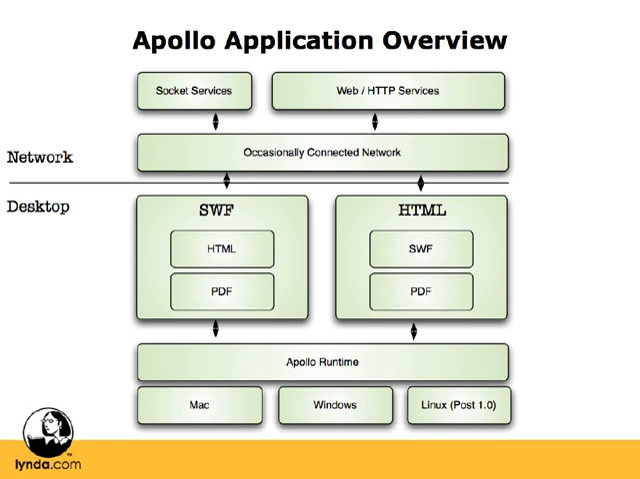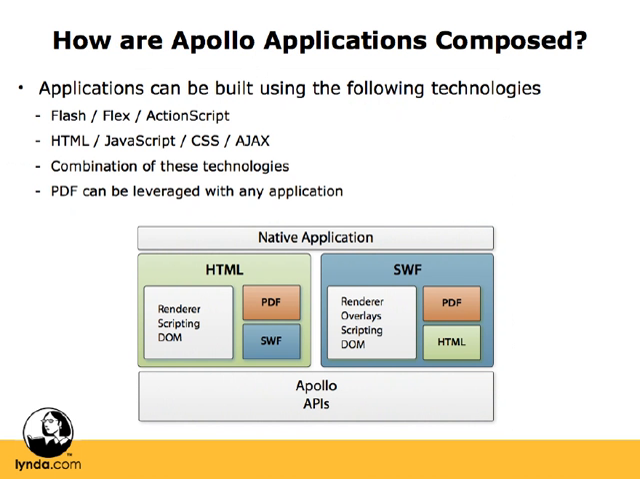How are Apollo applications composed? What are they actually made of? Applications can be built using a number of technologies, and there are two primary application technologies within Apollo. The first is Flash, and that's based on Flash Player 9, which includes ActionScript 3, the new ActionScript virtual machine, and also includes support for Flex 2. The second primary application technology is HTML. This is a full HTML rendering engine that includes support for JavaScript, CSS, AJAX techniques, XHTML, and pretty much everything you'd expect in a modern HTML rendering engine.